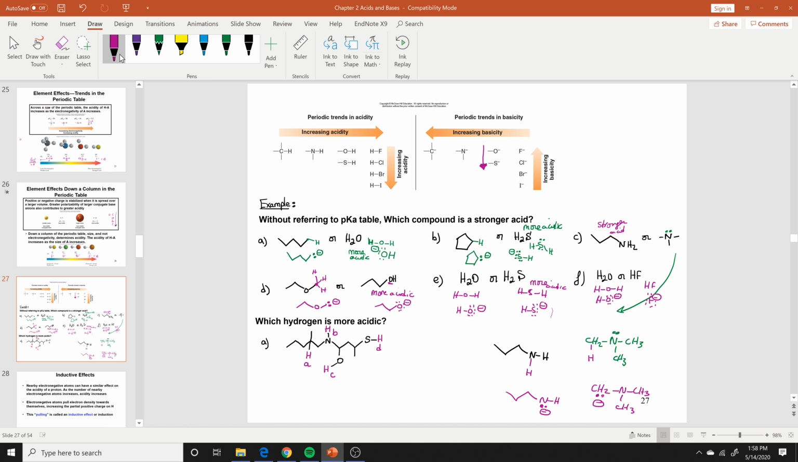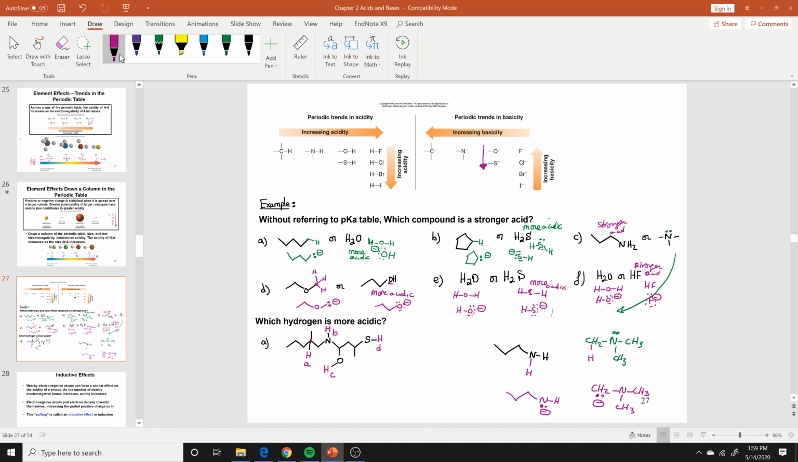If I am working with elements in the same group, I have to apply the rule of atomic size. So for oxygen and fluorine, the rule of electronegativity applies. Fluorine is more electronegative. It bears the negative charge better, so it becomes a more stable anion. Its acid is a stronger acid. So HF is going to be the stronger acid. Okay.